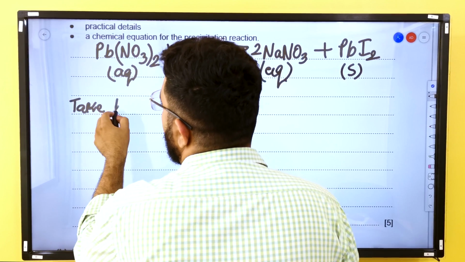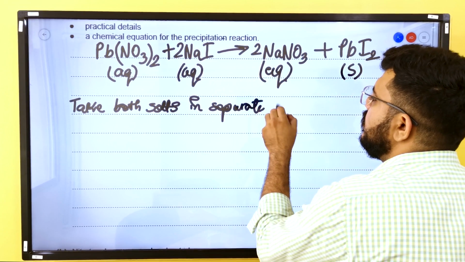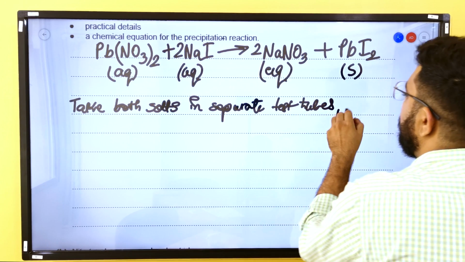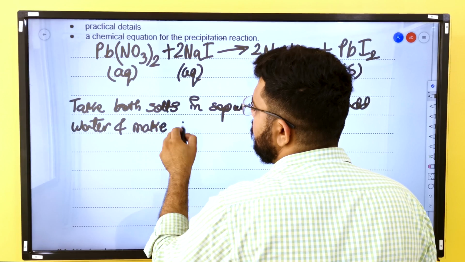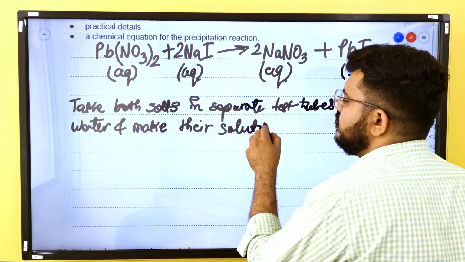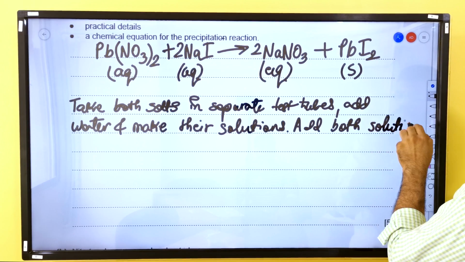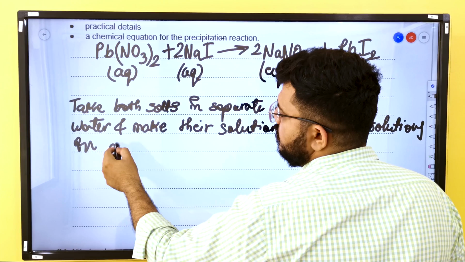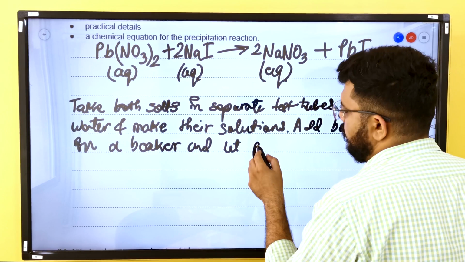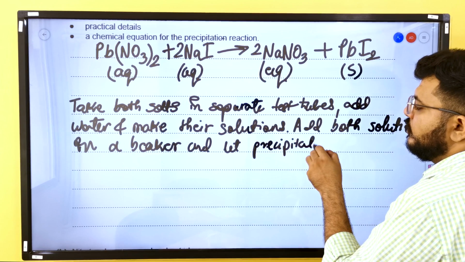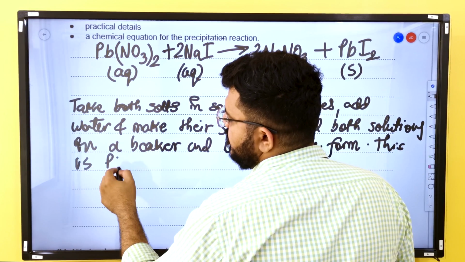Take both salts in separate test tubes, add water, right? Both are soluble. Add water and make their solutions. Add both solutions in a beaker and let the precipitate form, right? This precipitate is PbI2, right?